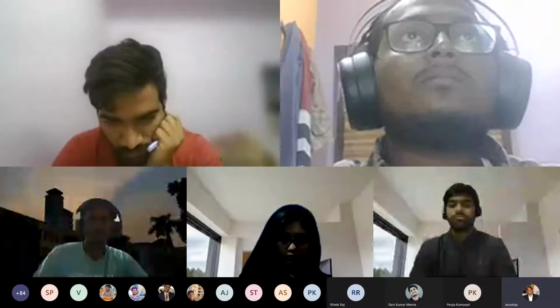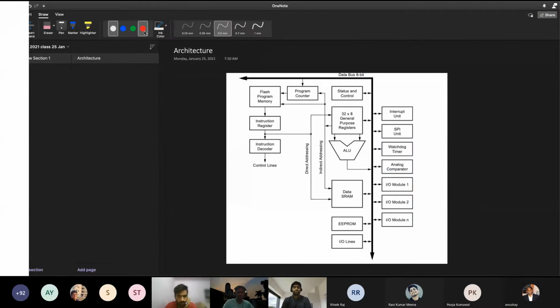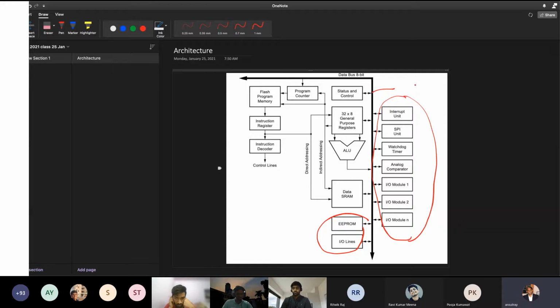So these are the things which are just outside. You can say these are the things which are outside the CPU, but on the same chip. And this is also outside on the same chip. So this is the common 8-bit data bus. Okay, so this data bus is connected there.